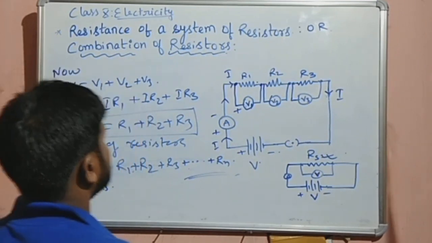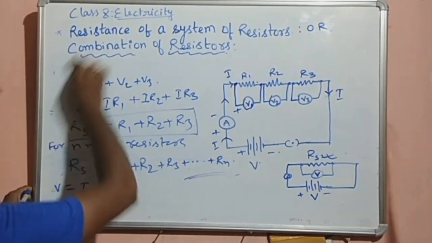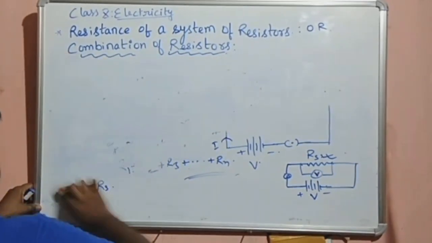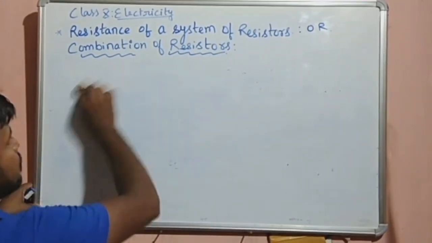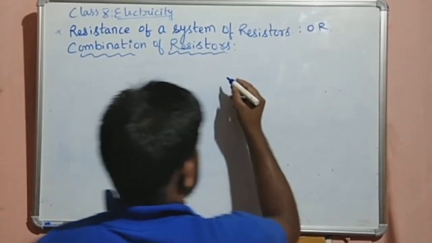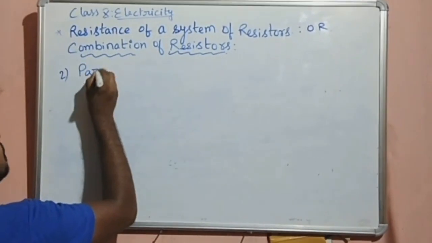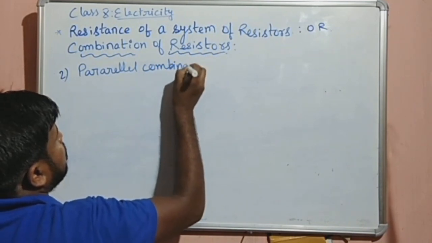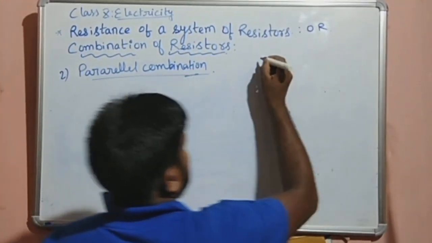Okay. Now we come to another combination of resistors, that is resistors in parallel. Second is what? Resistors in parallel. How to do that? Easy. It is also very easy. Suppose 3 resistors are connected. Here I am writing, second number, parallel combination of resistors. 3 resistors.